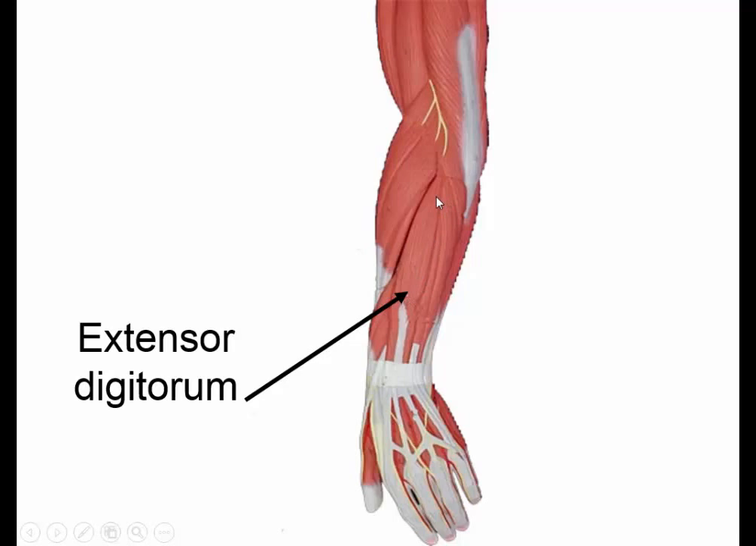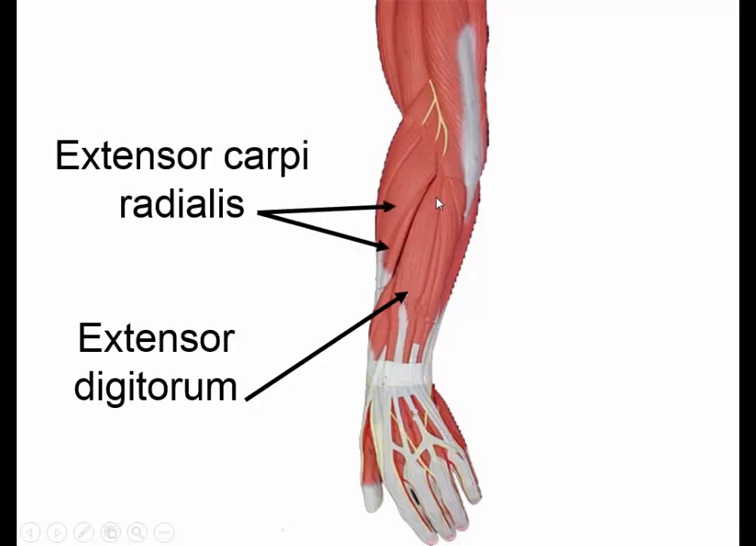Now if you go all the way up here to the top and we go over to the thumb side, you'll remember that the radius is the bone on the thumb side of the forearm. This has to be an extensor. It's going to cross the wrist, so it's going to extend at the wrist, and it's going to be on the radius side. So this is the extensor carpi radialis. There's actually a longus and a brevis, so just know both of these are the extensor carpi radialis. They extend the wrist on the radial side.